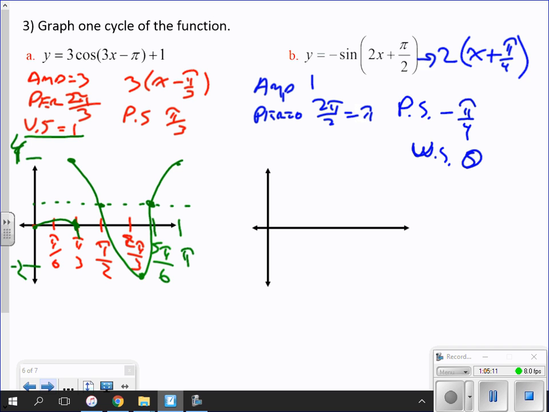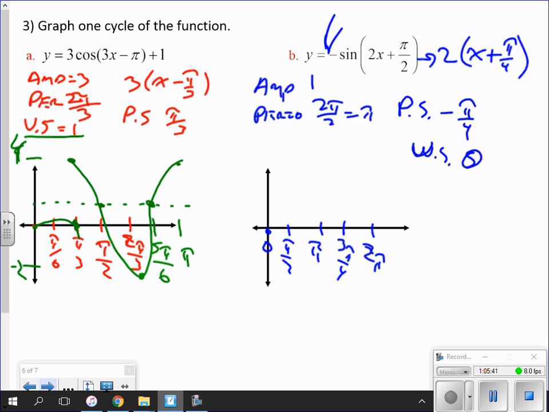So basically what are we doing here? We're moving the whole thing over pi over 4. And what else are we doing? Flipping it because we got the negative. Watch for your negatives. So normally we would go from 0 to 2 pi.